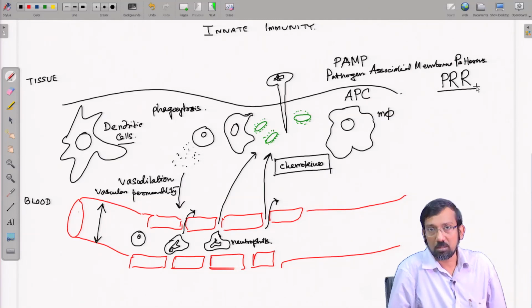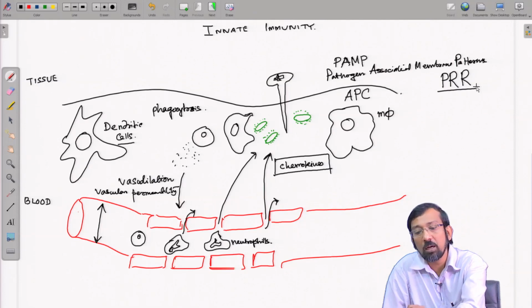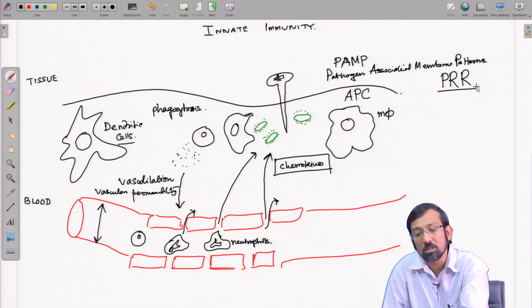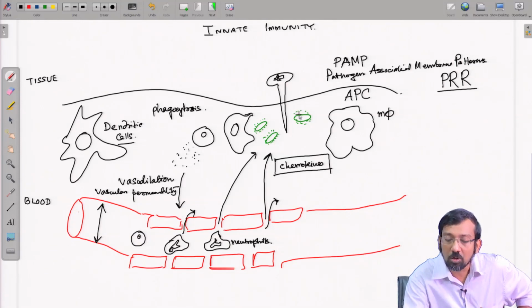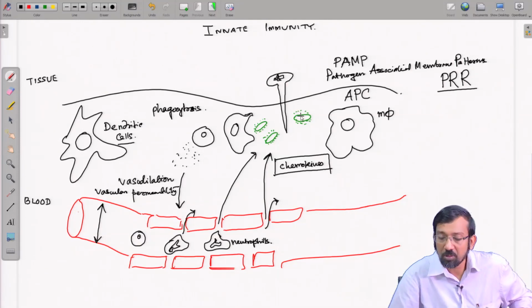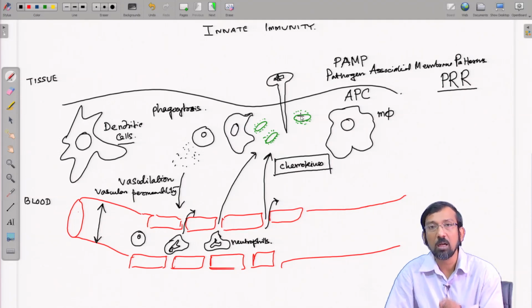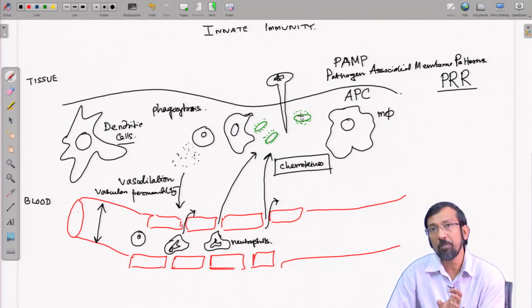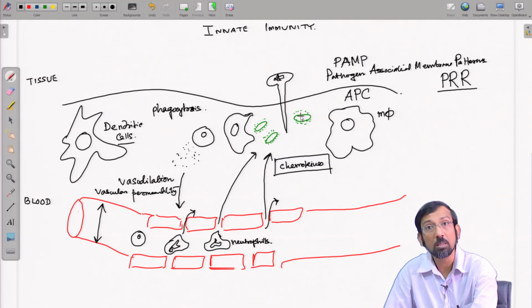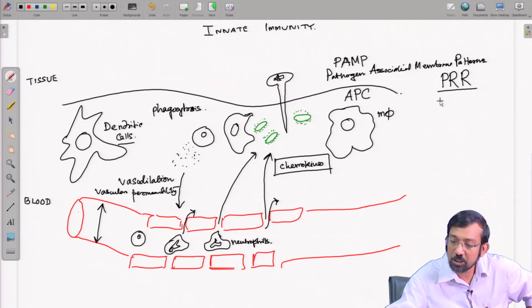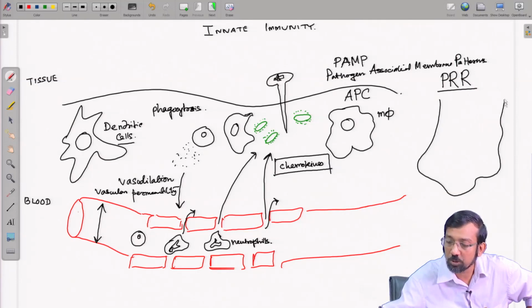Now, these PRRs can recognize these pathogen associated membrane patterns on the surface of the pathogen or on the surface of the bacteria. One of those specialized cells that can recognize these PAMPs is, for example, the macrophage. So let us see what exactly a tissue macrophage is doing in this situation.